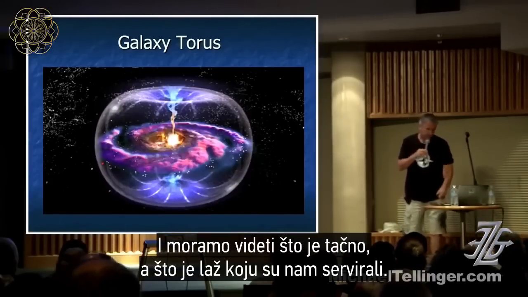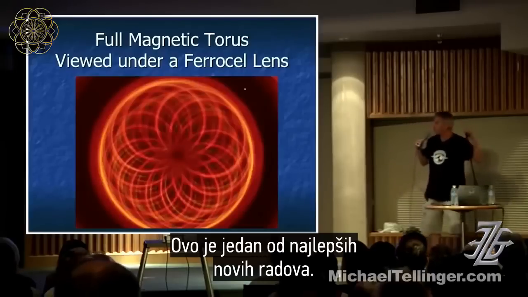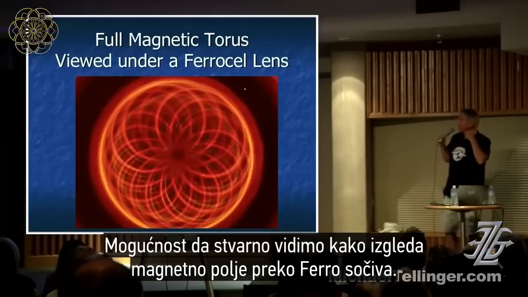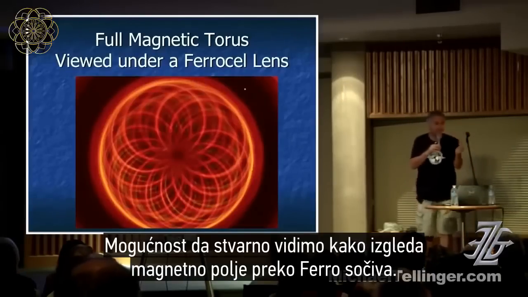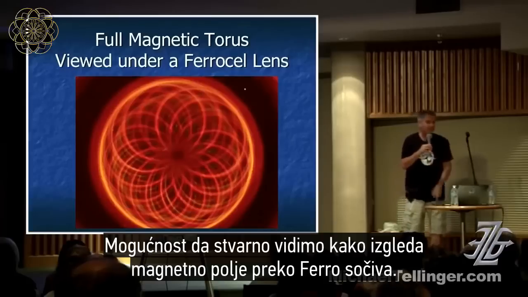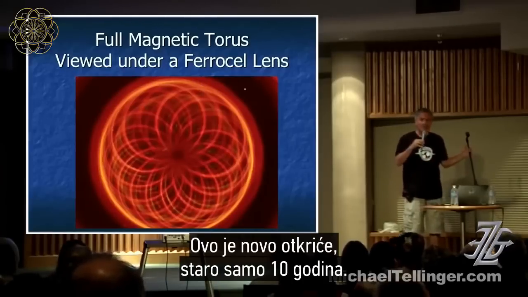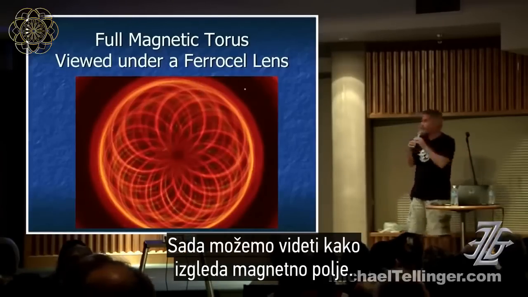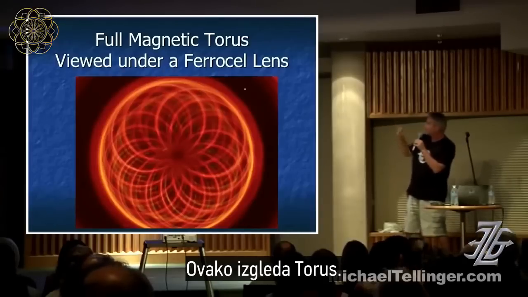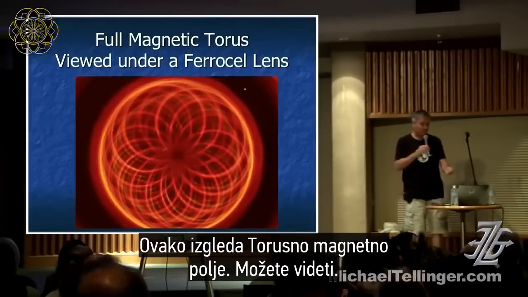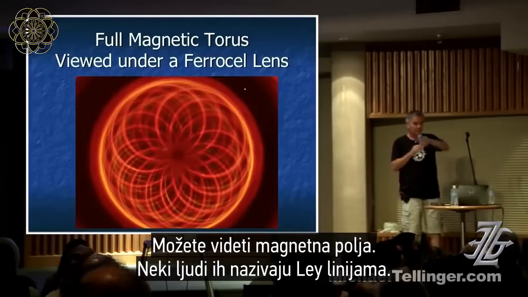This is some of the most beautiful new work, being able to actually see what a magnetic field looks like through the ferrolens. This is quite a new discovery, only about 10 years old. Now we can actually see what magnetic fields look like. This is when you look at a torus. This is what a torus magnetic field looks like. You can see the magnetic fields.